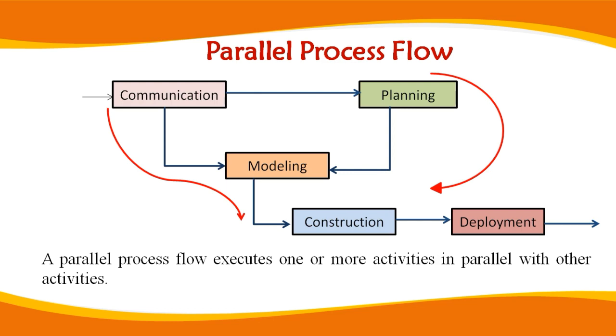Now just to repeat once again. First is linear process flow. Linear means it executes 5 framework activities in a linear or sequential manner. Second is iterative process flow, which means there is a loop condition. Next, evolutionary means all framework activities execute in a circular manner, that is a circuit. And the last one is parallel process flow. It executes one or more activities in parallel with other activities. So these are the different process flow techniques.